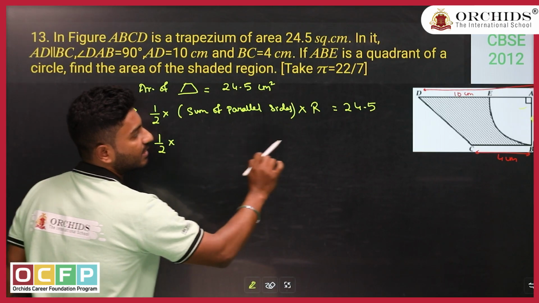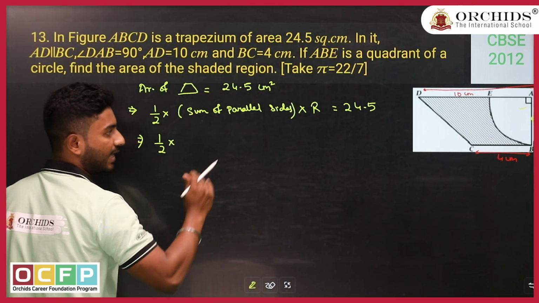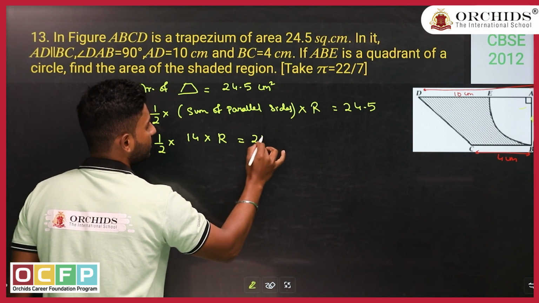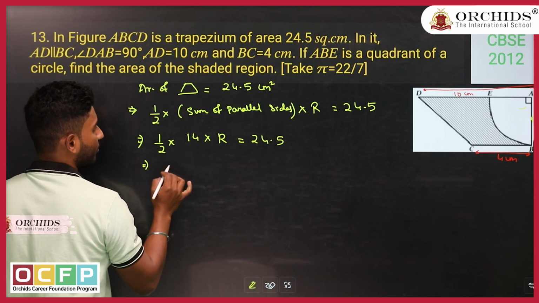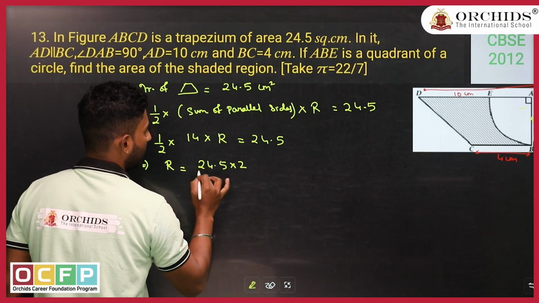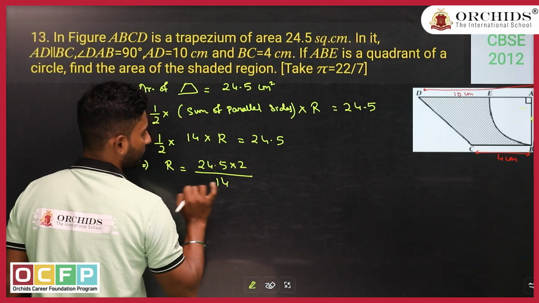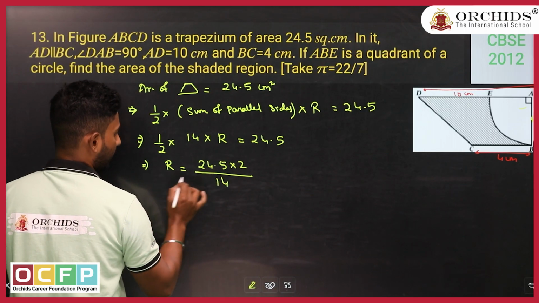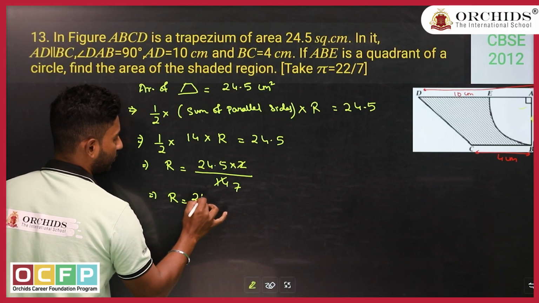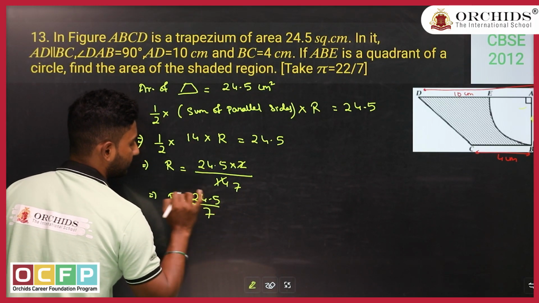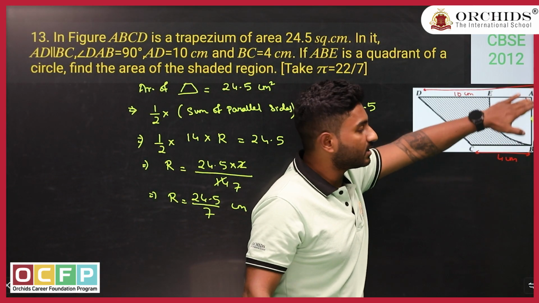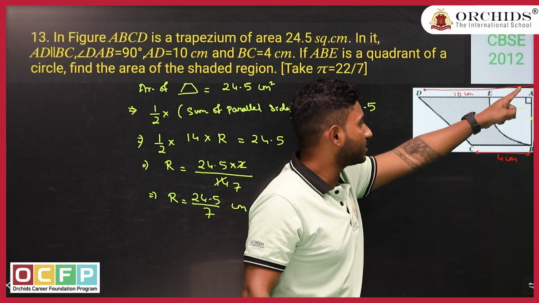Half into sum of parallel sides means 10 and 4. 10 plus 4, 14. 14 you put it. Then R is 24.5. From this one I will get the value of R. 24.5 into 2 divided by 14. So if I divide this one, it becomes 7. So R is equal to 24.5 by 7 centimeter. We got the radius of this quadrant.